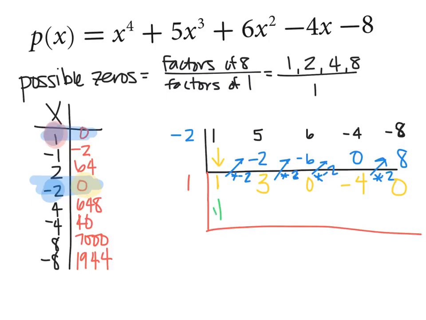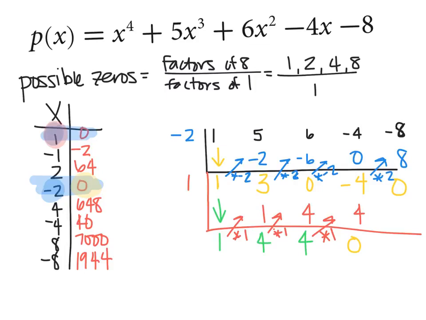Helps if I use my pen, not my highlighter. Bring down 1, and then what do I do? Multiply it by 1. So 1 times 1 is 1. And 3 plus 1 is 4. And then I multiply 4 times 1, which is 4. 0 plus 4 is 4. And then I do 4 times 1, which is 4. And 4 minus 4 is 0. Okay. Do I keep going?